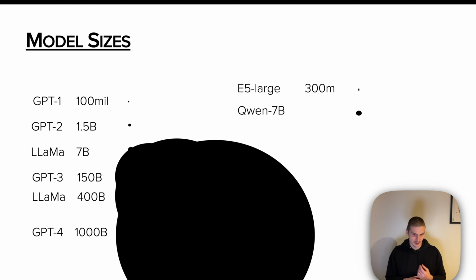7 billion. Again, not that much. So E5 large actually inherits from BERT large, which also had about 300 million parameters. Again, a tiny dot by LLM standards. So thanks to this bidirectional attention, these relatively small models can still deliver some value, because they can use more information from the input text.